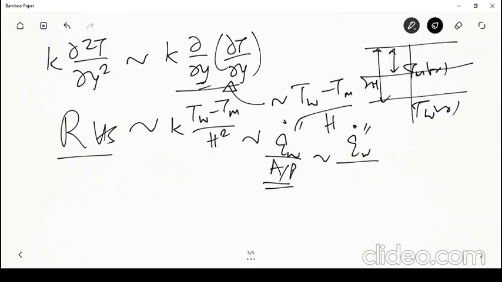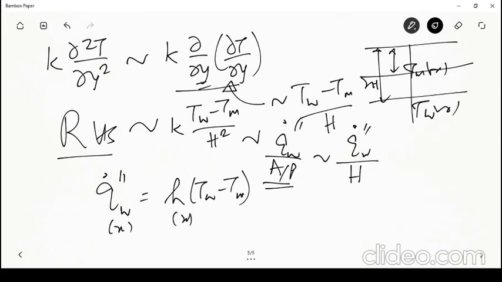Okay, now for the circular duct, A by P we said is of the order of h, so for a parallel plate channel it is of the order of h, so it is q wall divided by h. Okay, now this q wall in convective heat transfer is normally written as h multiplied by T wall minus T mean. Now this all can vary with x, so this is also a function of x, this is also a function of x, and this is also a function of x. This can be in the most general case.